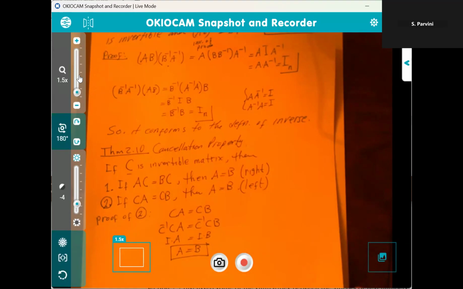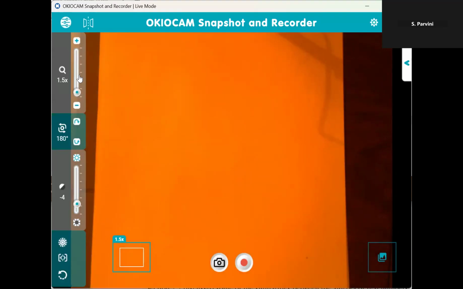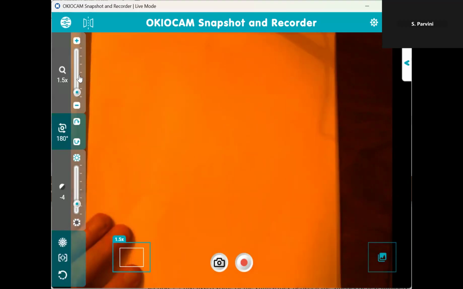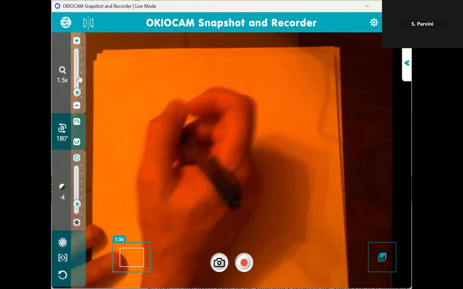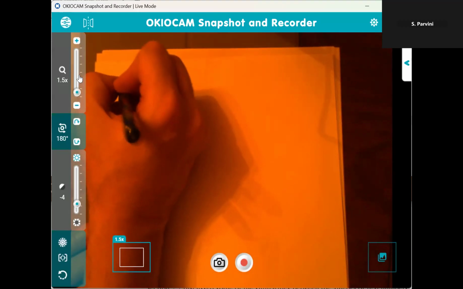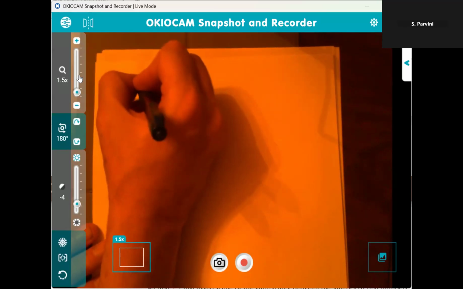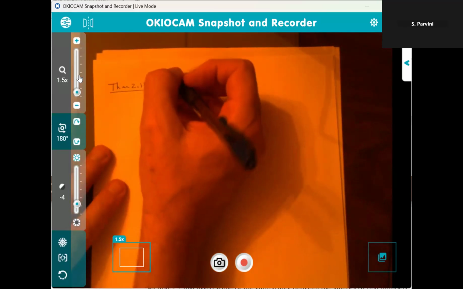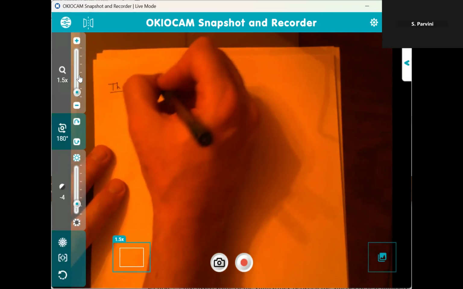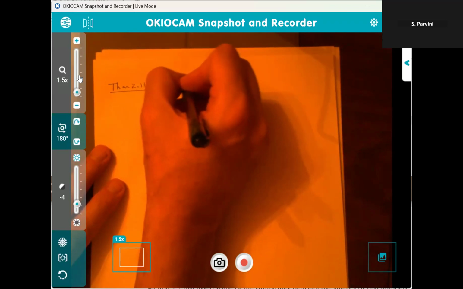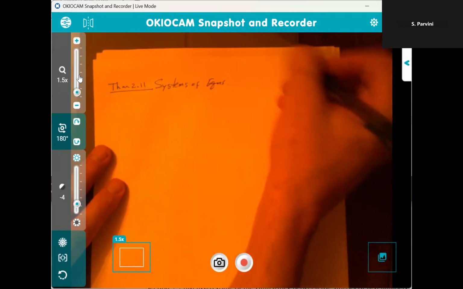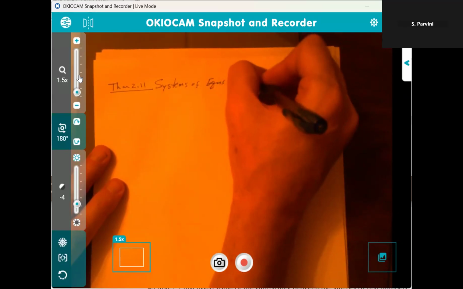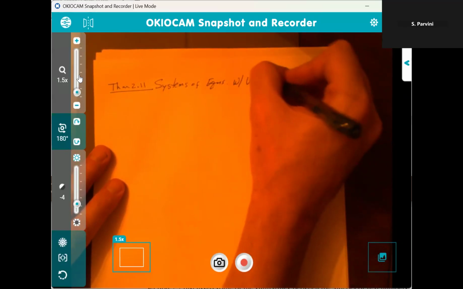Okay, and one last theorem. Let's try this one. This one has to do with systems of equations. Now, this is the last theorem of this section we're going to talk about. Theorem 211. Okay, this theorem says that systems of equations with unique solutions.